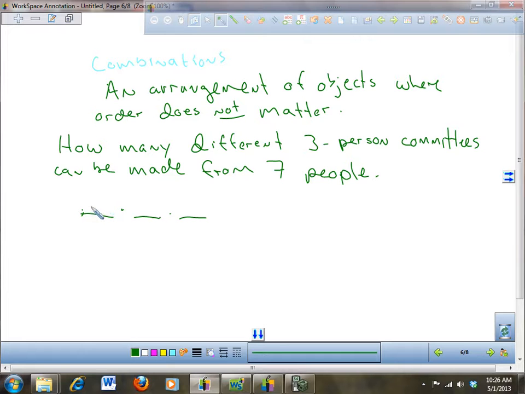How many choices do I have for this spot? If I have 7 people, how many different choices? 7. But then I've chosen this person, so how many do I have for this person? 6. But then I've chosen that person. How many choices do I have for that? 5. So this would be a permutation, 7 times 6 times 5. But order does not matter, right?